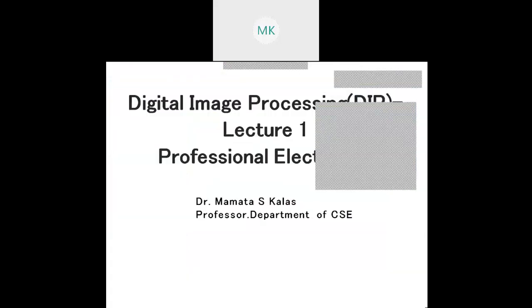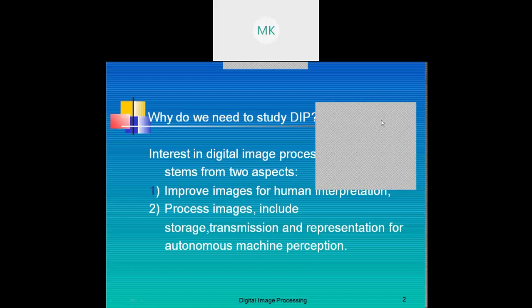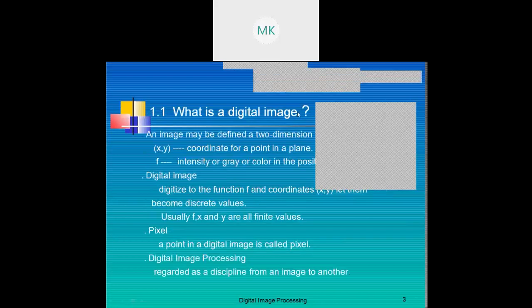Digital image processing, which is DIP, professional elective 3, will be offered for BTech CSE as well as BTech IT. First we'll consider what is digital image processing, what is an image, and why do we need to study DIP. First we need to consider what is an image.